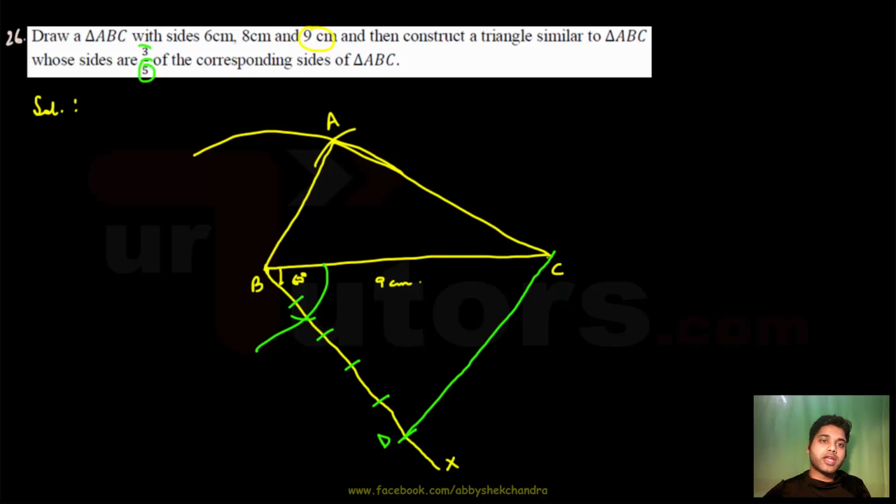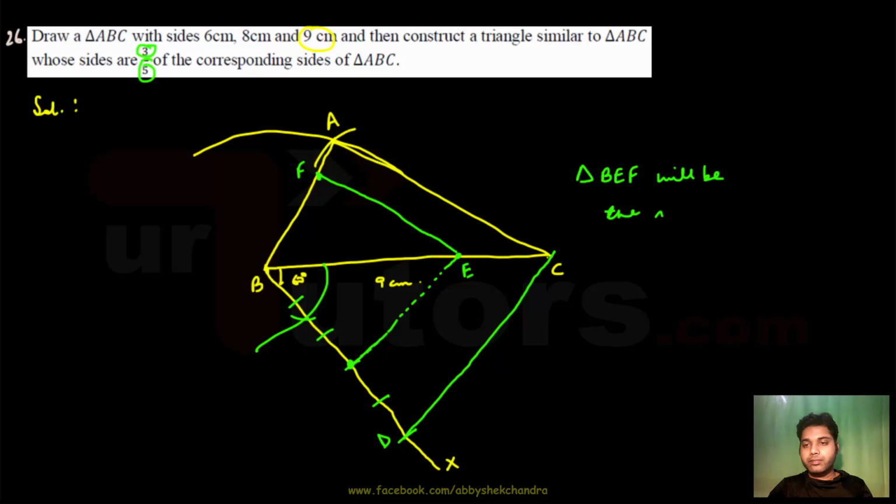Now the numerator of this fraction is 3, so count 3 units. 1, 2, 3. On the third part you draw a line parallel to CD and let it intersect BC at, let's say, E. And from E you construct a line parallel to AC and let it intersect AB at, let's say, F. Then triangle BEF will be the required similar triangle, right?